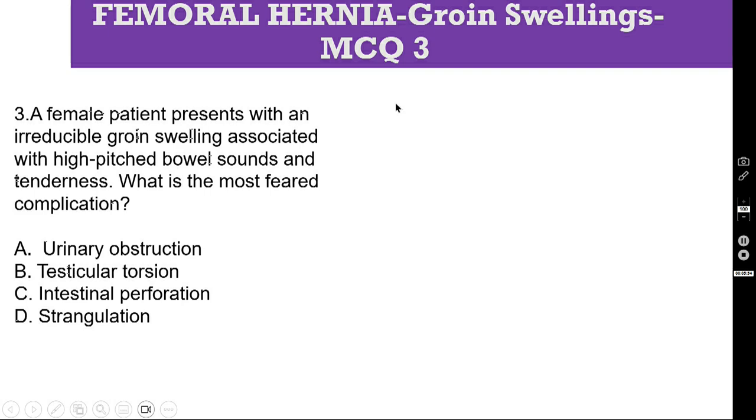Coming to MCQ number 3: a female patient presents with an irreducible groin swelling associated with high-pitched bowel sounds and tenderness. High-pitched bowel sounds mean it is early obstruction, not late obstruction. What is the most feared complication? A.